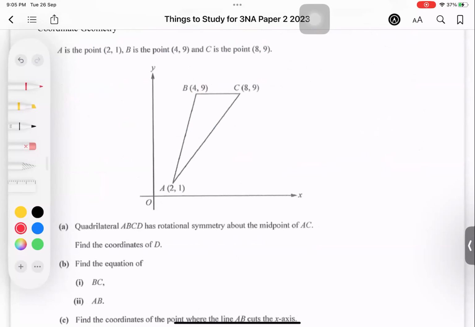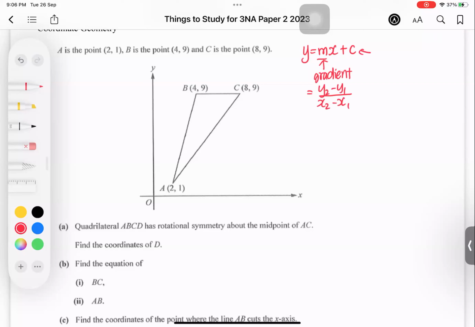Before I go on, let me revise a little bit more. First one, straight line. y equals mx plus c. This one you all remember. What is m? m is the gradient. Don't know whether you remember, what's the formula for gradient? Anyone? y2 minus y1 over x2 minus x1. Thank you very much. y2 minus y1 over x2 minus x1.